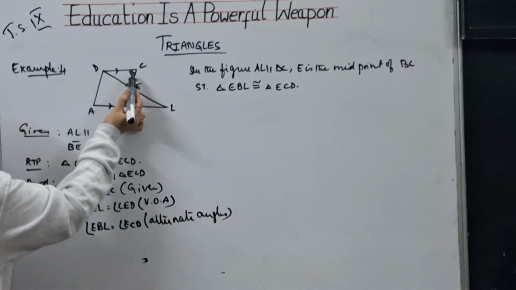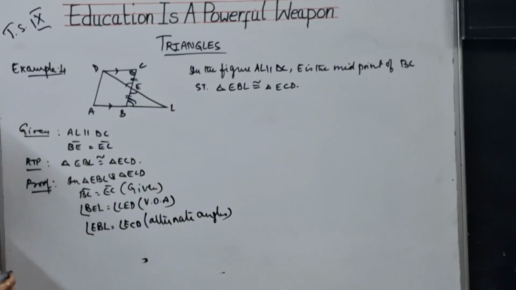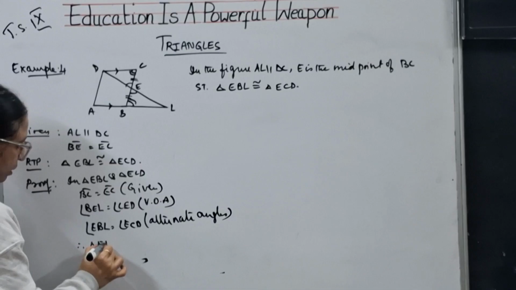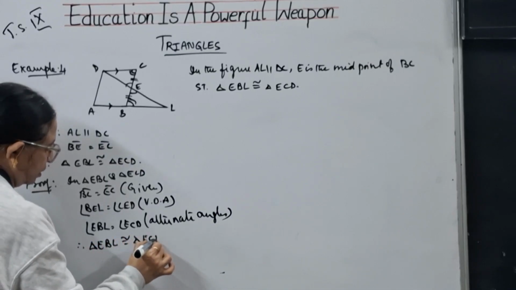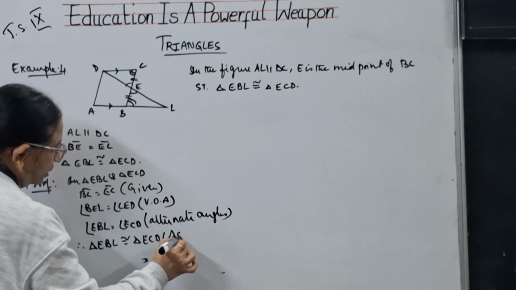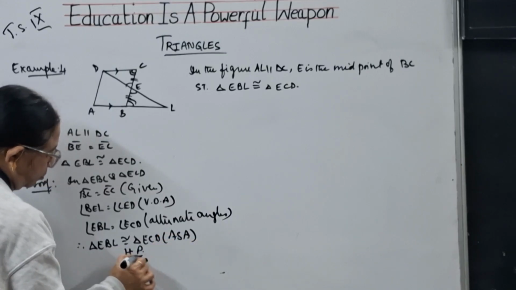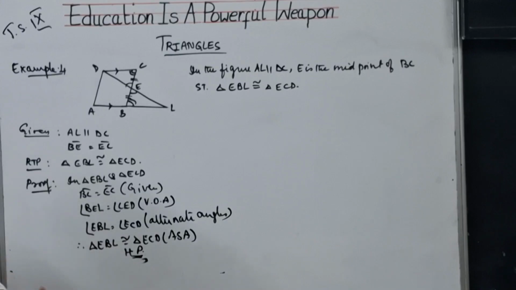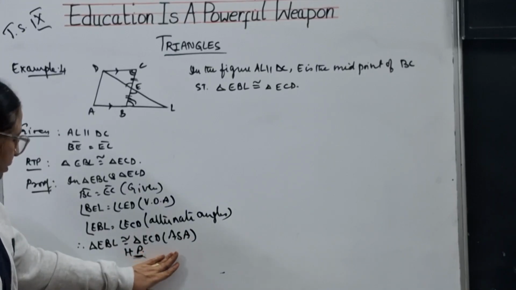Why are they alternate angles, children? Because these two lines are parallel, this becomes the transversal. Therefore, triangle EBL is congruent to triangle ECD basing on angle side angle property. This is how you have proved this statement. So, take it, children, once again.